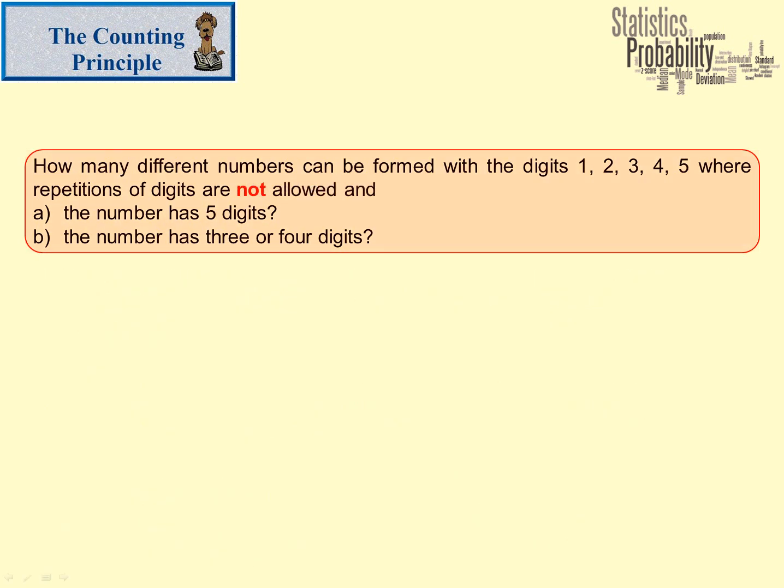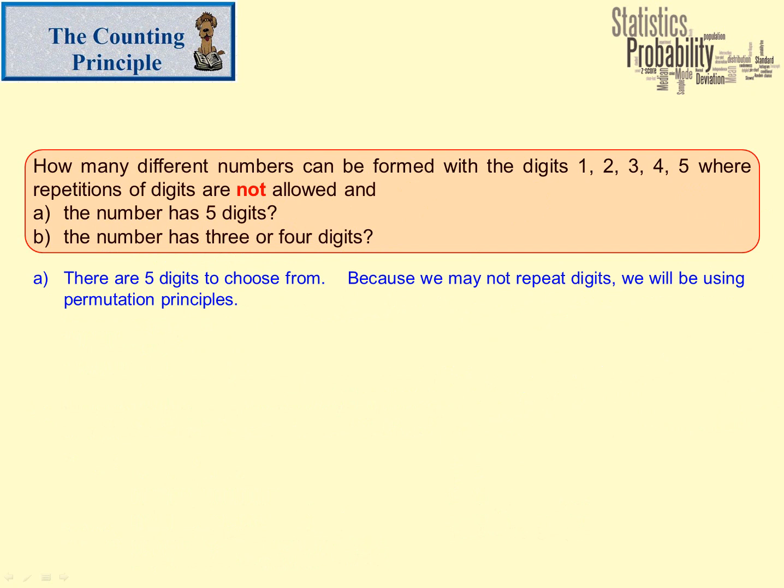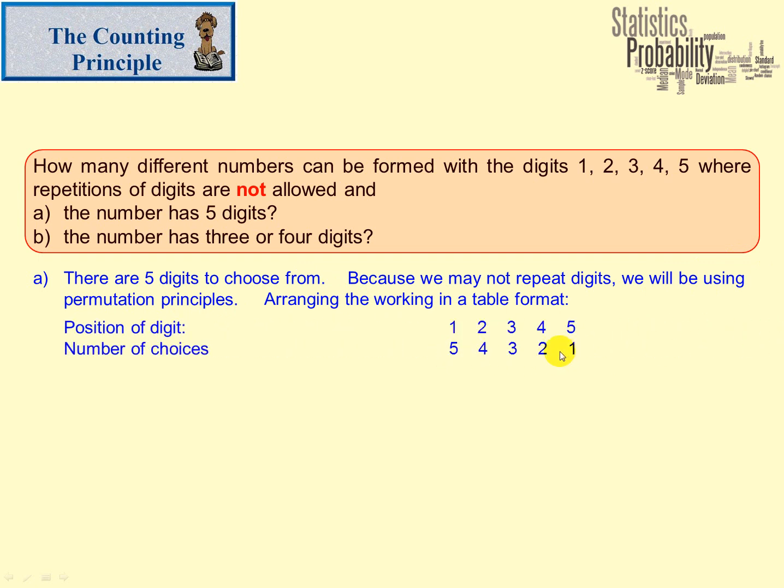Now let's do the same question, but this time the repetitions are not allowed. So we'll go through the same process, but now because we can't repeat digits, we'll be using the permutation principles. In the table, instead of 5s now, we have 5, 4, 3, 2, 1. Because we have 5 options for the first, but we're not allowed to repeat, so therefore there are only 4 digits left for the next, and so on. That, of course, is 5 factorial.